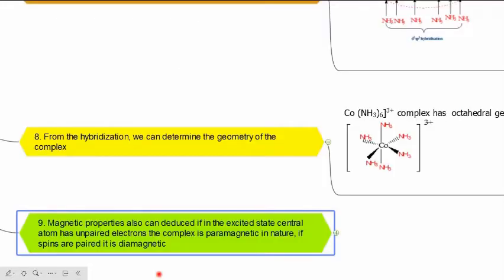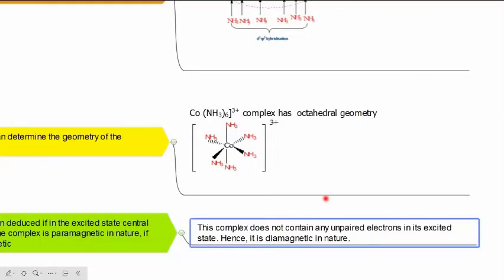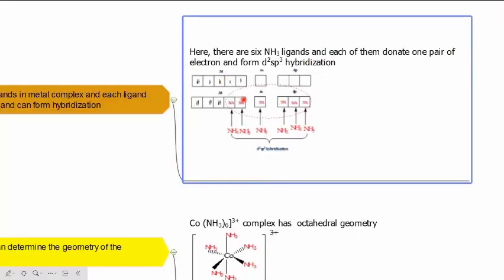Last step is to identify the magnetic properties of the complexes. If it has unpaired electrons in its excited state, it is paramagnetic in nature. If the spins are paired, it is diamagnetic in nature. The complex does not contain any unpaired electron in its excited state, so it is diamagnetic in nature.